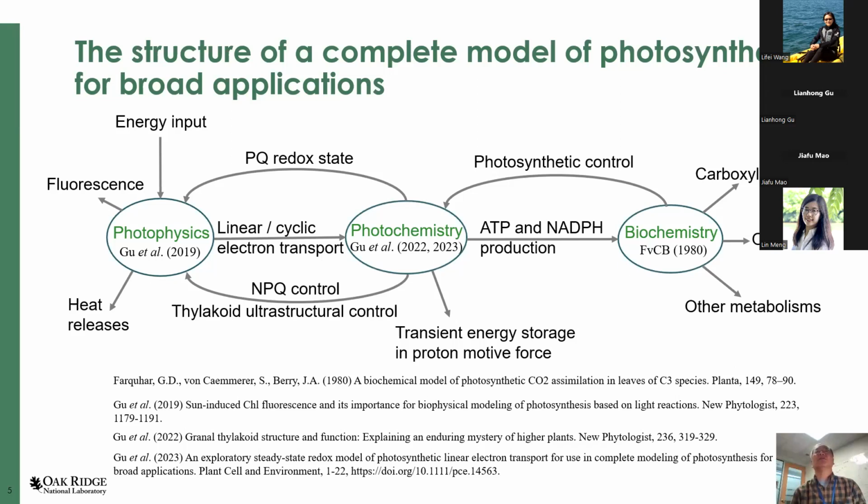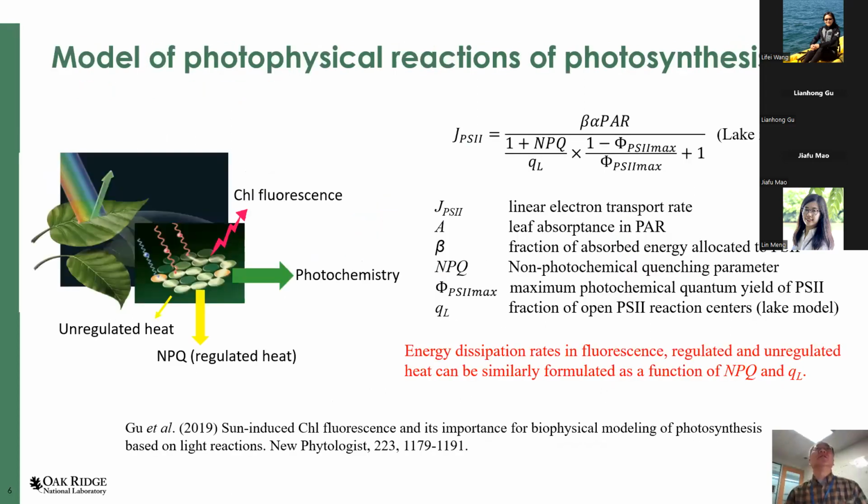Key feedback controls from biochemistry to photochemistry and from photochemistry to photophysics are also represented. The photophysical model is derived from the principle of energy conservation. It expresses the linear electron transport rate from photosystem 2 to photosystem 1 as a function of absorbed light partitioned to photosystem 2, non-photochemical quenching (NPQ), and the fraction of open photosystem 2 reaction centers, denoted by QL.